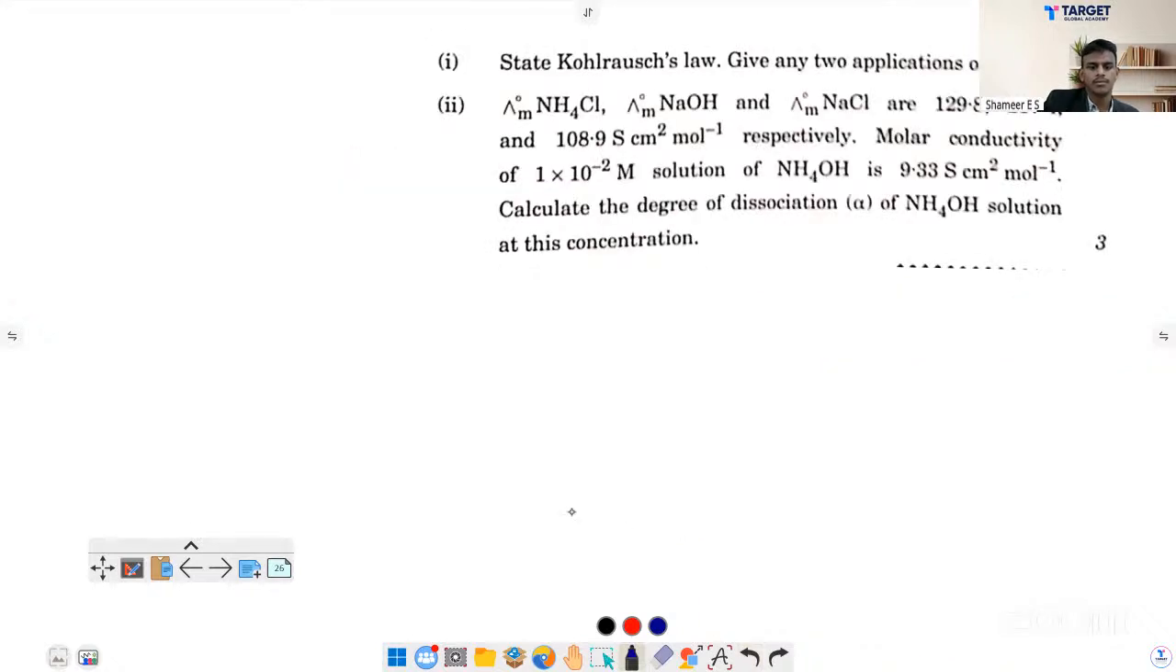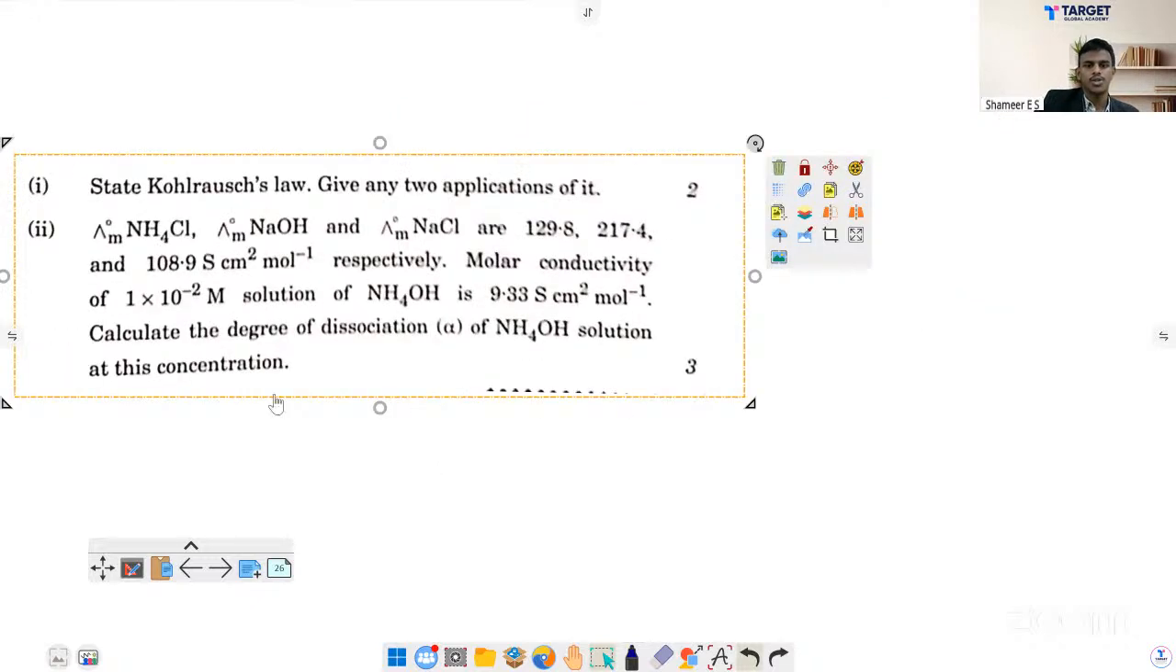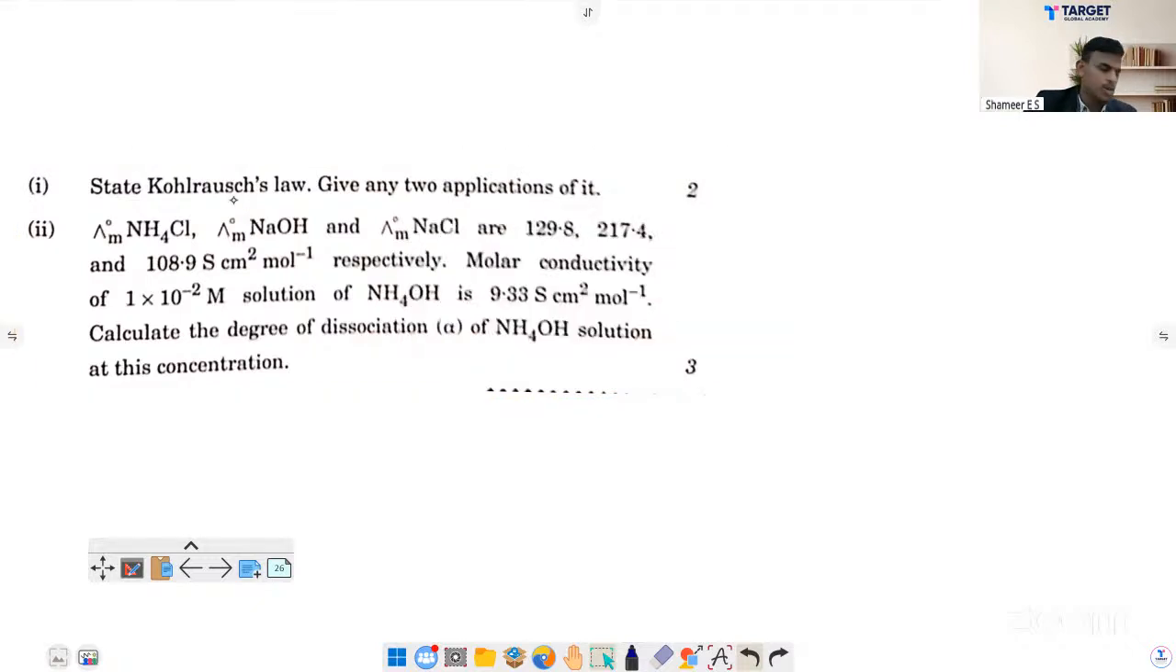Okay. State Kohlrausch's law. What do you mean by Kohlrausch's law? Kohlrausch's law says the limiting molar conductivity of a salt is the sum of the individual contributions of its ions. So now you can see ammonium chloride, sodium hydroxide, and NaCl are given. We want to find out the molar conductivity of NH4OH.